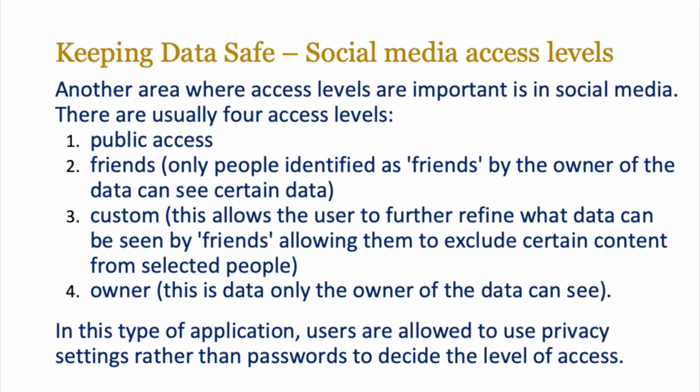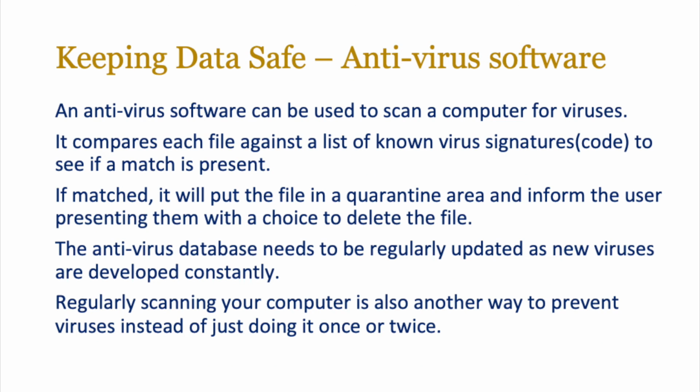Now, in this type of application, users are allowed to use privacy settings rather than passwords to decide the level of access. So if you get a question related to access levels on social media, it's mostly going to be related to privacy settings. So you can't say that the password gives you access levels. You need to say that the user controls the access levels via their privacy settings. Okay, that's enough about access levels. Just remember that there are three major forms of access levels: read, write, and delete. And normally you control them in a computer system using usernames and passwords. On social media accounts, we control them using privacy settings, and there's normally four levels there.